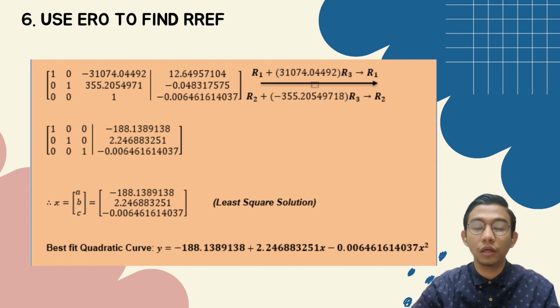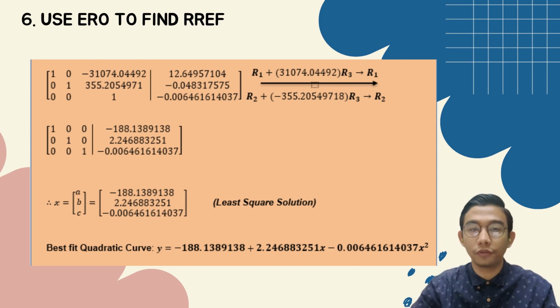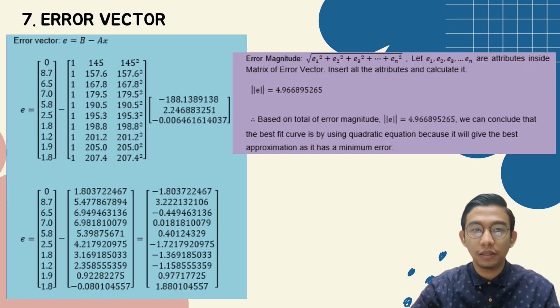least square solution into the formula, which is y equals negative 188.1389138 plus 2.246883251x minus 0.006461614037x squared. So we move to the last operation, which is the error vector.